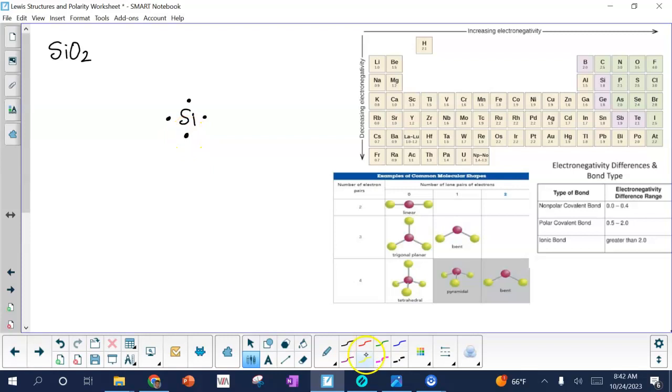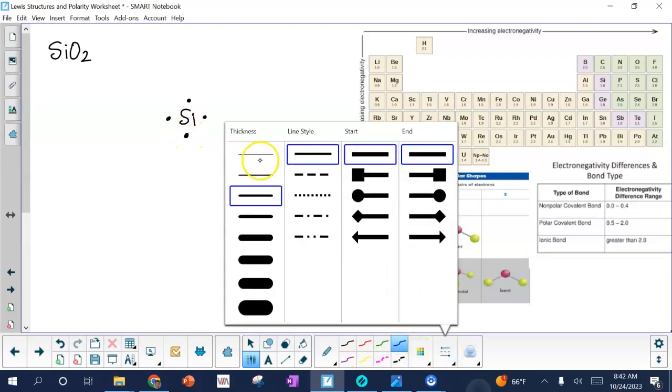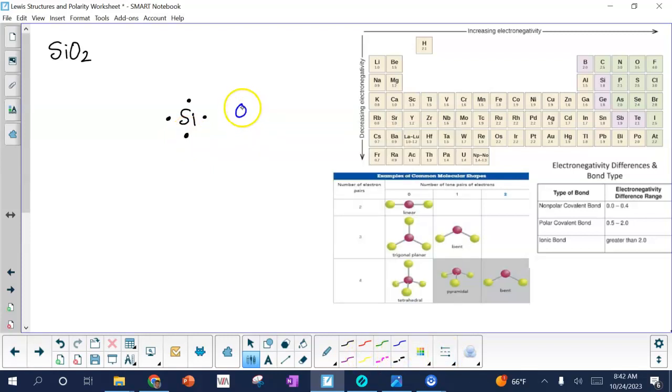Oxygen has 6 each, so when I go to draw it, I'm going to draw the 6 in a particular way. I'm going to do this kind of in a rotation, and put 1 here, 1 here. Each oxygen has 6. You can probably recognize they're going to share more than one pair. We're going to have some multiple bonds here.